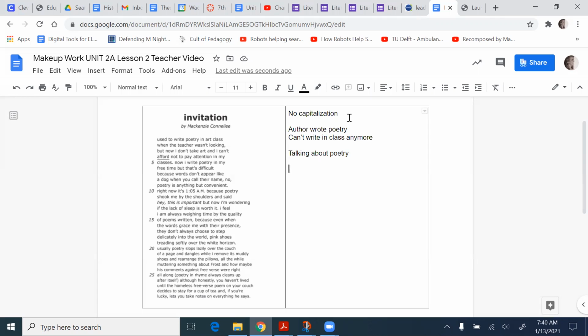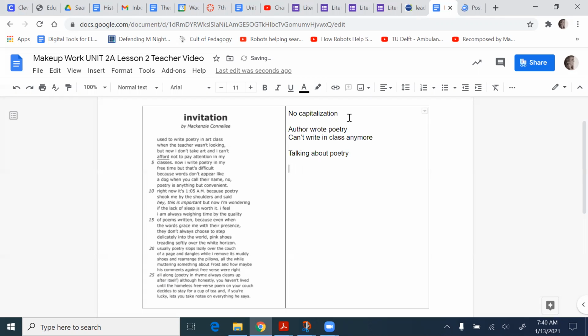All right, so here's the thing that we've been talking about. We've been talking about reading to the punctuation, right? So that second time, instead of reading to the end of the line like you're used to, we're going to read to the commas and the periods and see if it helps. Okay, second time reading to punctuation. Here we go. Used to write poetry in art class when the teacher wasn't looking. Okay, got it. He used to write poetry. But now I don't take art and I can't afford not to pay attention in my classes. Well, that makes more sense. So he can't write poetry in school anymore.